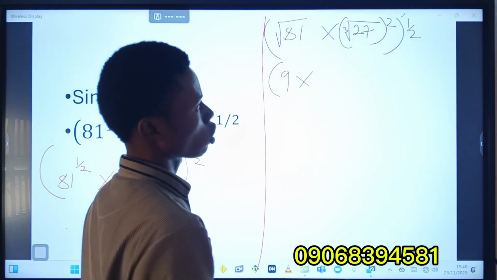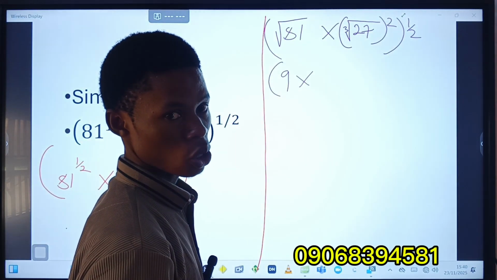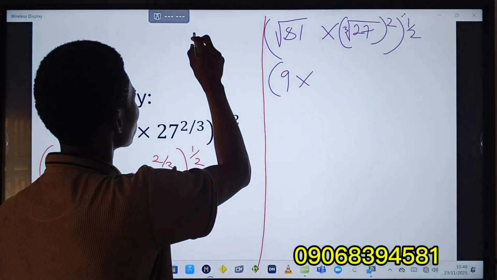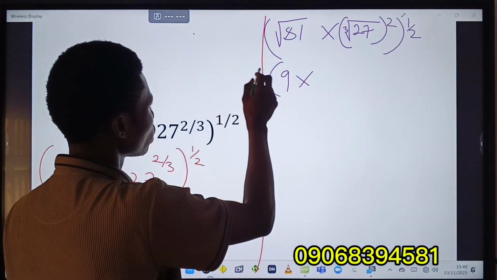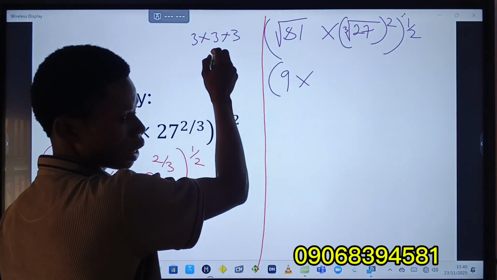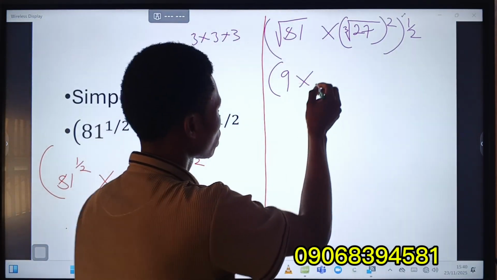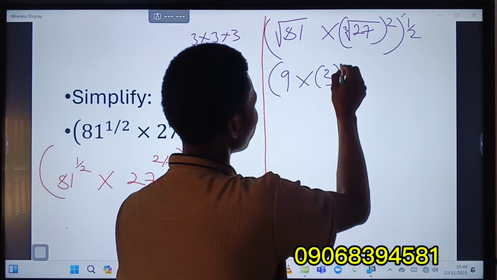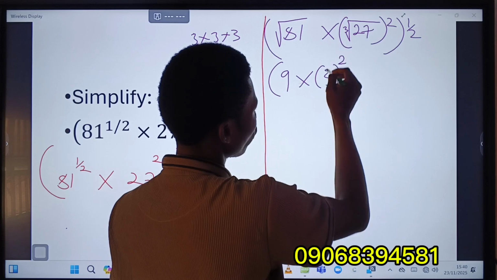Times, what's the cube root of 27? Cube root means, what are you multiplying by itself 3 times to give you 27? 3 times 3 times 3 will give us what? 3 times 3, 9. 9 times 3 is what? You've gotten your answer. So here we'll be having 3. But that 3, we have a square on it. So this one gave us 3.